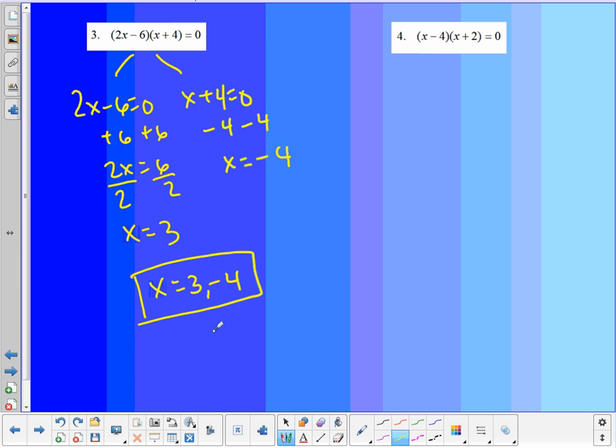If this were a multiple choice test, you probably would see it as negative 4 comma 3, just because they like to go in numeric order, but it doesn't matter. You can list it 3 comma negative 4. They're two separate things anyways.